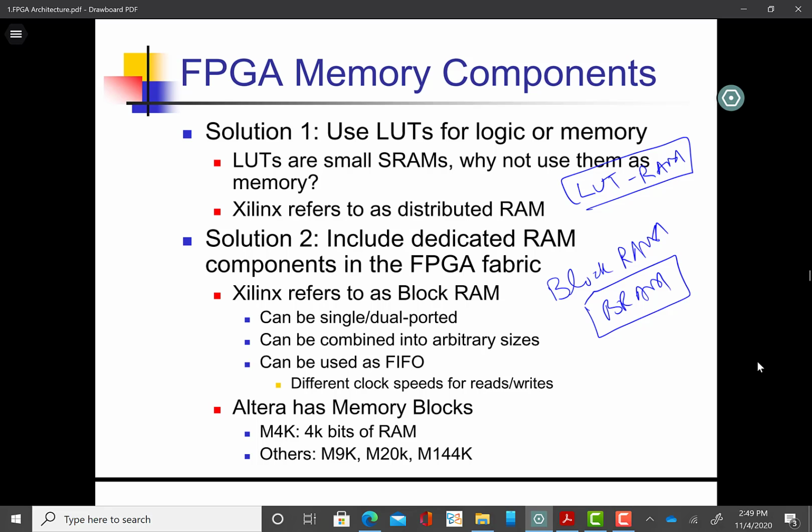And if we talk about Xilinx architecture, they provide BRAMs with different kinds of features. For example, you can use single or dual port block RAMs. You can also use the block RAM as a FIFO. FIFO is first in first out memory, and we talked about this in the VLSI course.